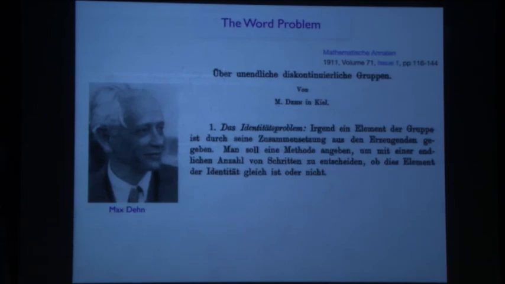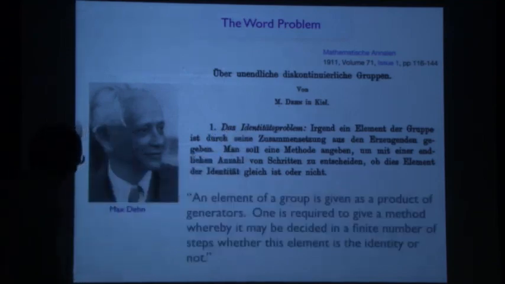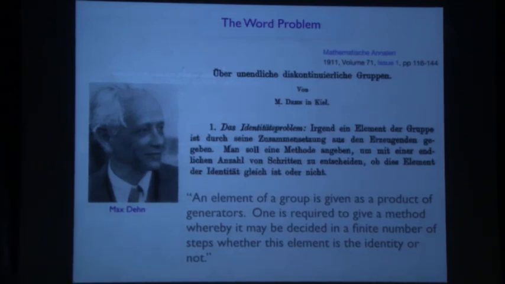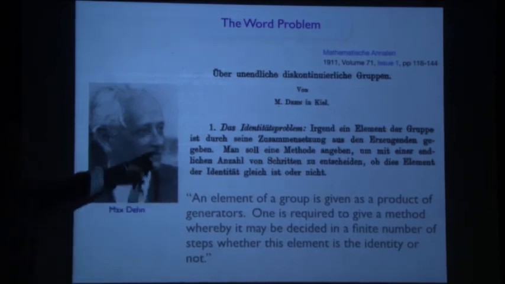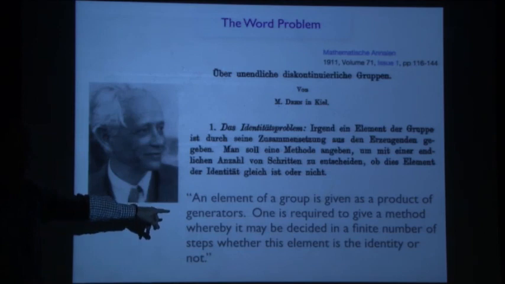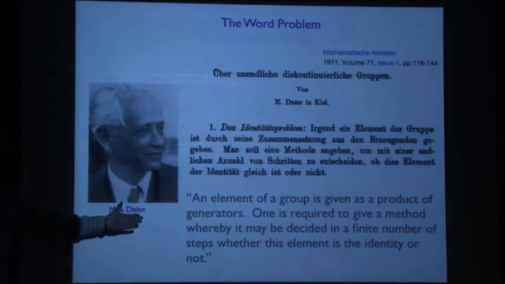He wrote an influential paper in which he identified 3 problems as key if you're studying a group that is given with a finite list of generators. The first of these problems is what we now call the word problem, or here it's the identity problem. An element of a group is given as a product of generators. One is required to give a method whereby it may be decided in a finite number of steps whether this element is the identity or not. One thing that intrigues me about this is that he's writing in 1910, and it's a pretty good idea of an algorithm. Anyway, we now interpret this as: give an algorithm.